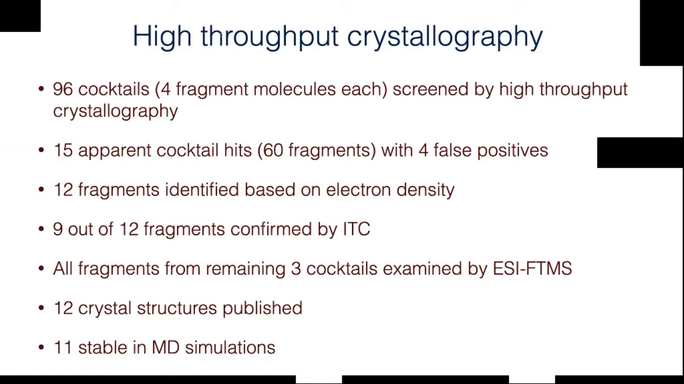And then additional confirmation was done using ITC on some of the fragments. And they also did additional ESI mass spec. And they published overall 12 crystal structures from this study. When the student did the simulation of 12 structures, 11 were stable. So 11 did match what they found from the electron density, but one was unstable, and that was of interest, that what is going on with that structure.